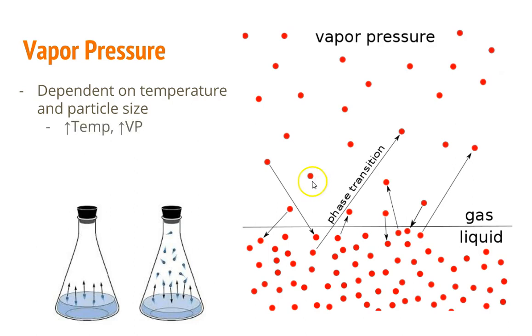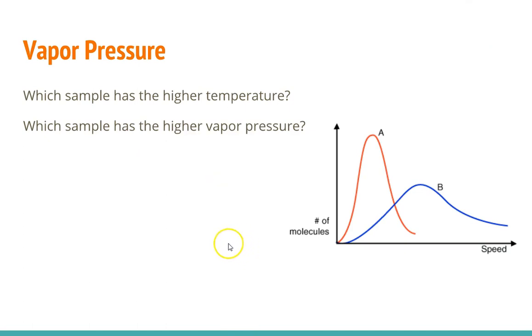So in relation to temperature, the higher the temperature, the higher the vapor pressure, and the higher the molar mass, so that is another way of saying the particle size, the lower the vapor pressure, right? A large particle is going to have a really low vapor pressure. This is assuming we're keeping IMFs consistent. All right, let's take a look at these two curves. Which sample has the higher temperature and which sample has the higher vapor pressure? Pause the video for a second and think about that one. Pay attention to the axes on the graph.